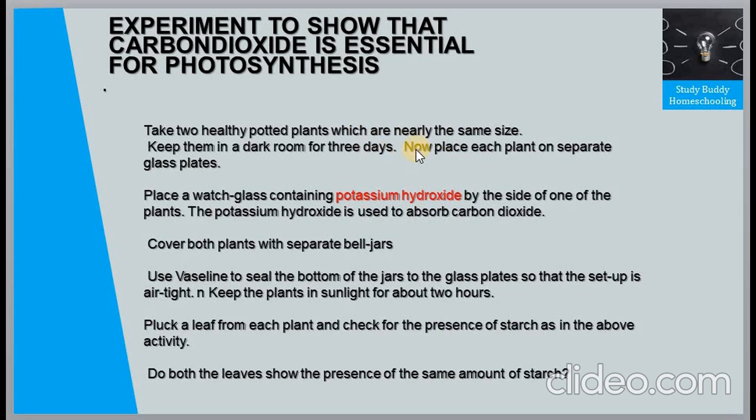If CO2 was there, photosynthesis would have happened and it would have been converted into starch. Since KOH was placed, KOH would have absorbed CO2, and in that plant where KOH was kept, the iodine solution would not have worked, and the leaf would not have turned blue-black. But the other plant, where no KOH was kept, when tested with iodine, the leaf would have turned blue-black, showing that CO2 is essential for preparation of the food.